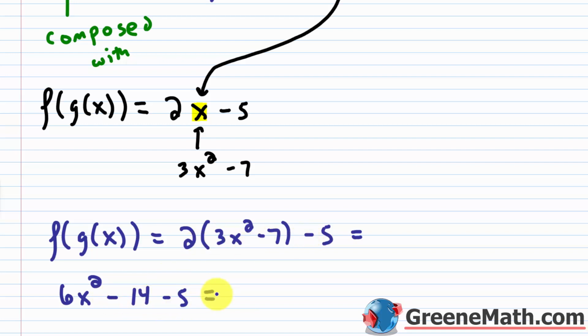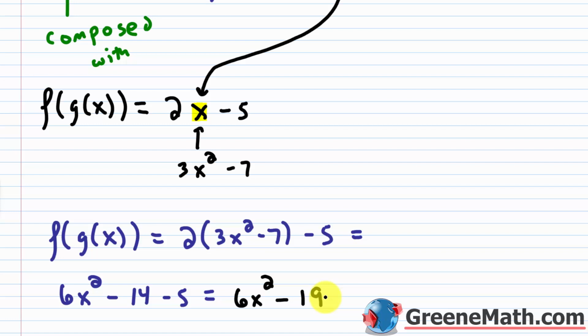To kind of finish this up, all we can do here, we know the 6x squared is not going to simplify or combine with anything. The negative 14 minus 5 is going to be negative 19. So f of g of x is 6x squared minus 19. So very, very simple, very, very easy to get that.